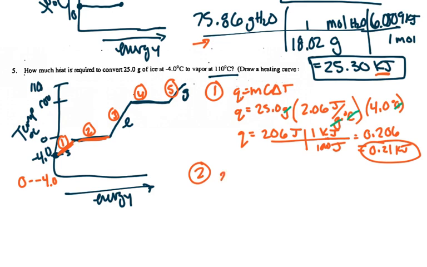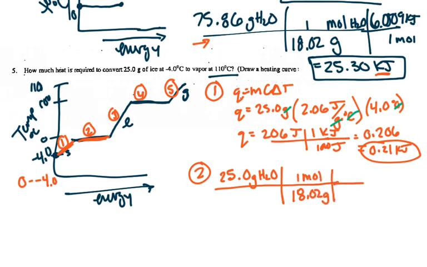So I'm just taking my mass here, 25.0 grams of water. I need to first convert my grams to moles, so 18.02 grams of water to 1 mole, and then I'm going to multiply by my molar heat of fusion, which was the 6.009 kilojoules to 1 mole, and that equals 8.33657. I need 3 sig figs, so that's 8.34 kilojoules. So that's the energy from my second equation.